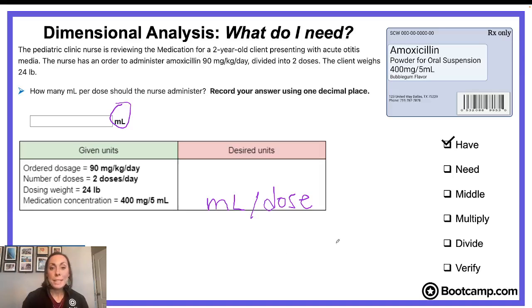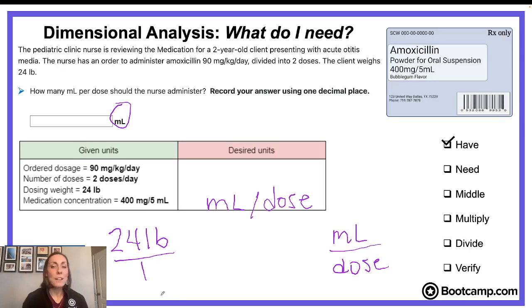What am I putting on my right side? I'm putting what I am looking for. So what are we looking for? Our milliliters per dose, right? On my left side, you can plug in anything, but it's going to be easiest here if we start with our weight conversion. So we'll start with our 24 pounds. And we just put it over 1. Think of it as 1 person on the left side. And then we're trying to get to this milliliters per dose.